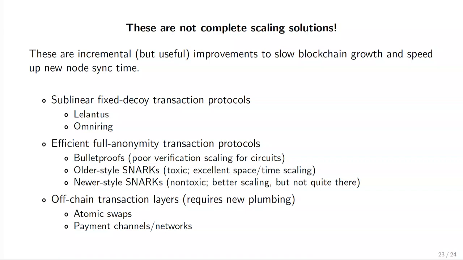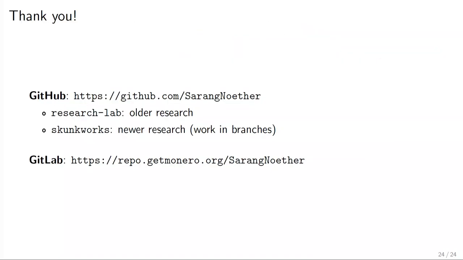There are some newer style approaches that may be non-toxic. They have better scaling than we have now, or better scaling than bulletproofs, for example, but not quite where we want them to be. Or we can try to work on things like off-chain transaction layers involving atomic swaps and payment channels, but we don't quite have the plumbing in place for those just yet. So this is where transactions were. This is where they are now.